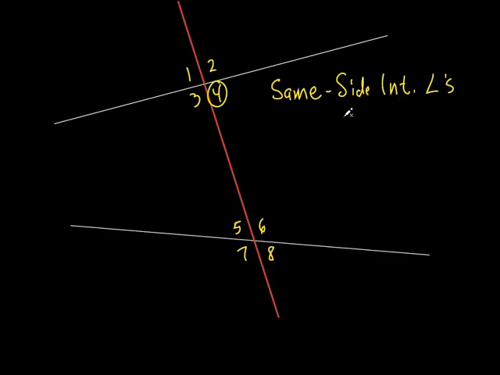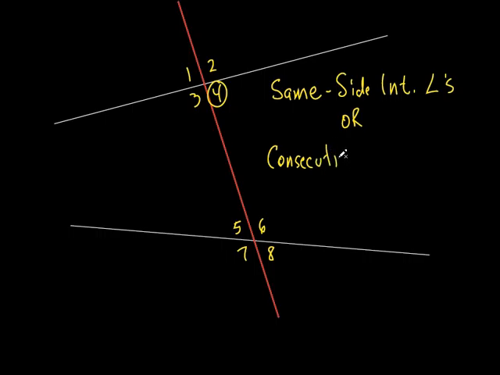Now, that's what I used to teach. I used to teach out of a book, and they called it same side interior angles. And I kind of like that name because it makes sense. It's on the same side of the transversal, and they're interior angles. It completely makes sense to me to call it same side interior angles. This book calls it something a little different. They call them consecutive interior angles.